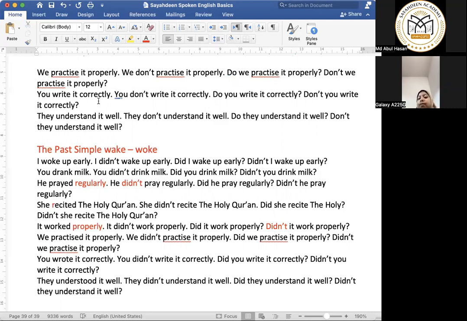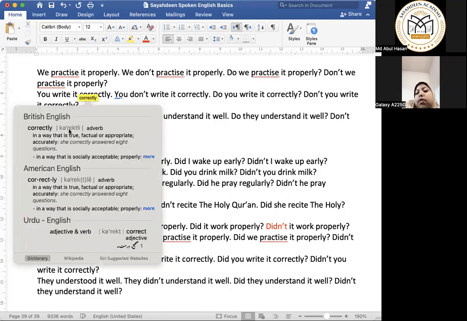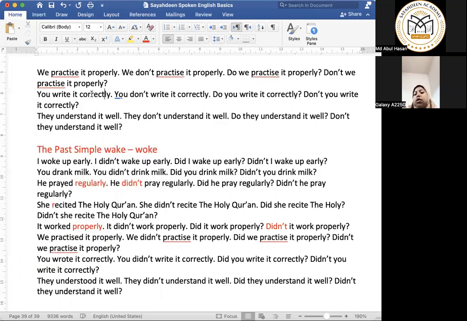You write it correctly. "Correctly" is not "correct". It's "ka" and then "rect". Correctly has the stress. So let me make it red as well. Okay. You write it correctly. You don't write it correctly. Do you write it correctly? Don't you write it correctly? They understand it well. They don't understand it well. Do they understand it well? Don't they understand it well?